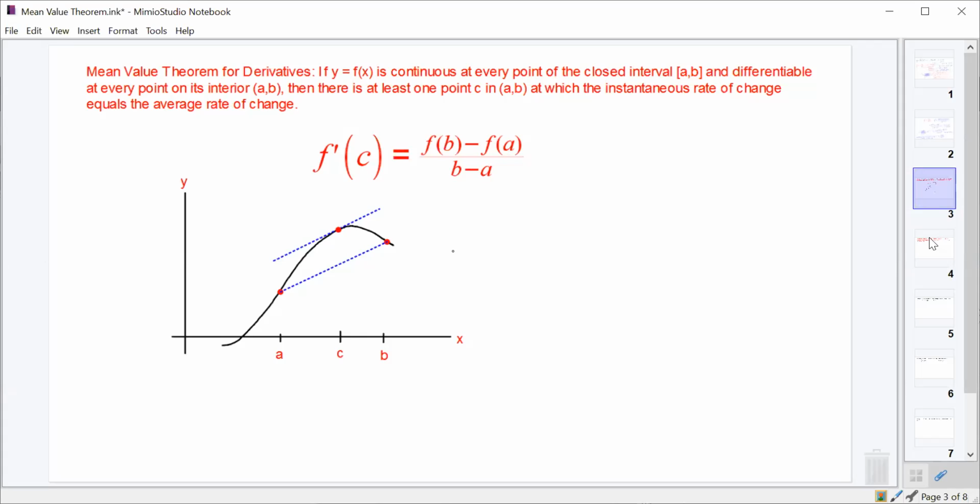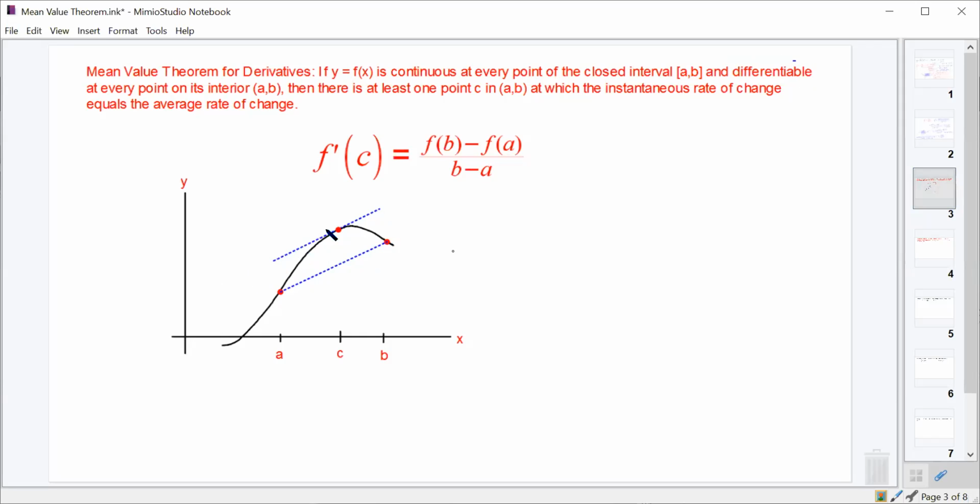But the mean value theorem just says that if you have a function and that function is continuous on some closed interval, we'll say from A to B, and the function has a derivative at every point on that interval, so it's differentiable on the open interval from A to B, so you don't have to be able to take the derivative at the endpoints, then it says that there is at least one point, and we call that point C, somewhere on the interval between A and B, where the instantaneous rate of change, or the slope of the tangent line, is exactly equal to the slope of the line that goes through the 2 points at A, f of A, and B, f of B.